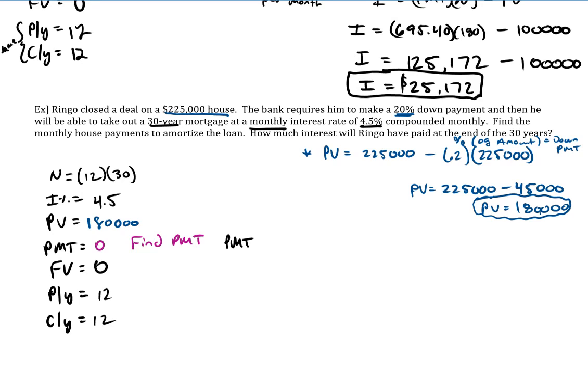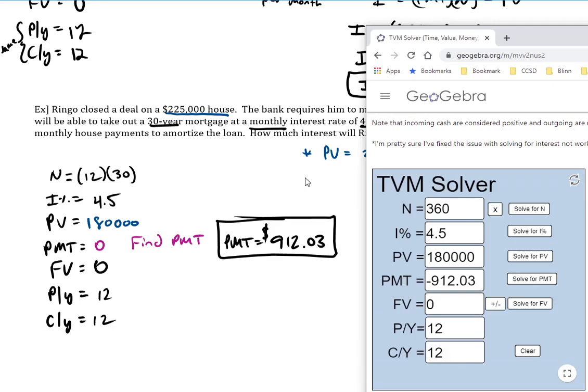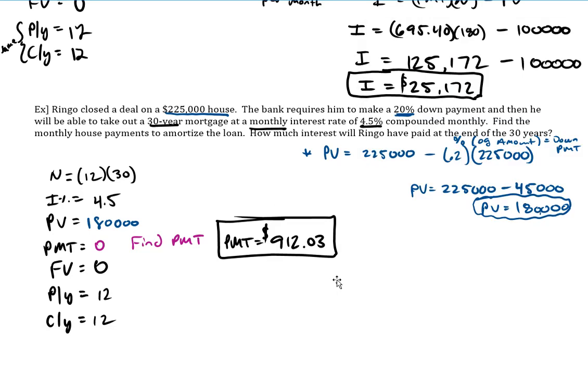All right, so we've got the payment is $912.03. So that is the monthly house payment. Again, let me just double check. 912. Yeah, that's the monthly house payment. So that's the mortgage. How much interest will Ringo have paid at the end of the 30 years? Sorry, I was seeing the wrong numbers. So this is our number 2. We just found number 1.